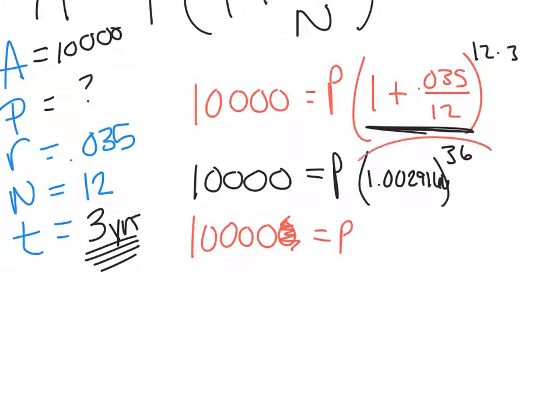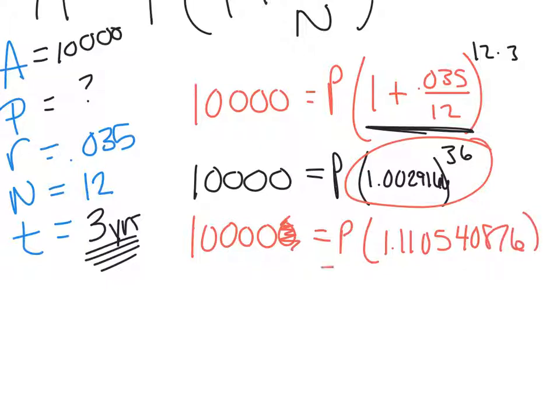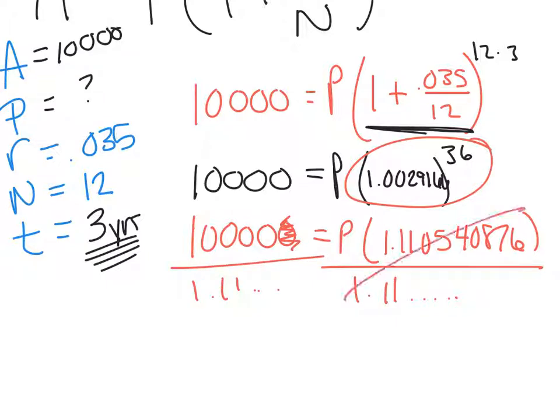10,000 equals my p. I can type all that in my calculator. I get 1.110540876, and then I'll simply divide that number over, and I'm going to get a p-value of $9,004.62. So in order for me to reach $10,000, I would have initially had to invest this $9,000 at a 3.5% interest rate. And again, that was only for 3 years, so it shouldn't be surprising that this didn't increase by too much because you've only invested your money for 3 years.